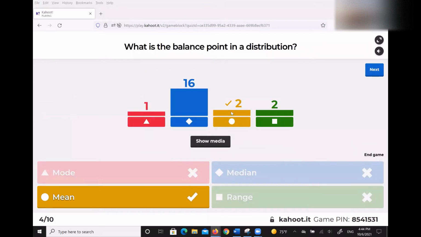All right, so the answer is the mean. The mean is the balance point in a distribution. Okay, let us move on to number 5.